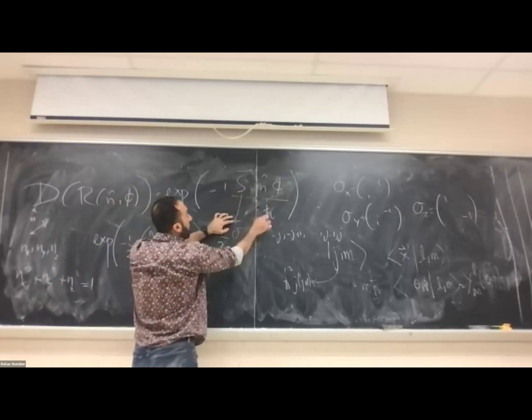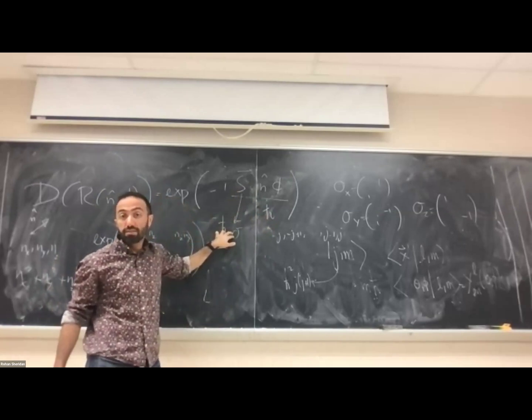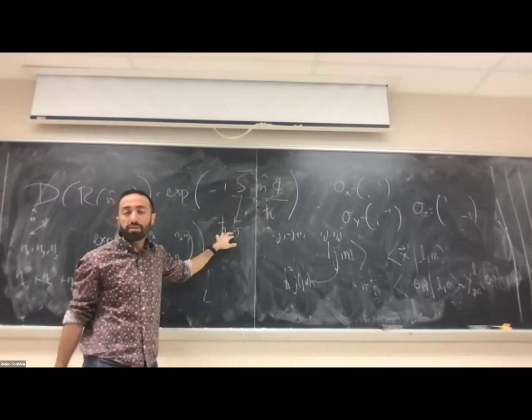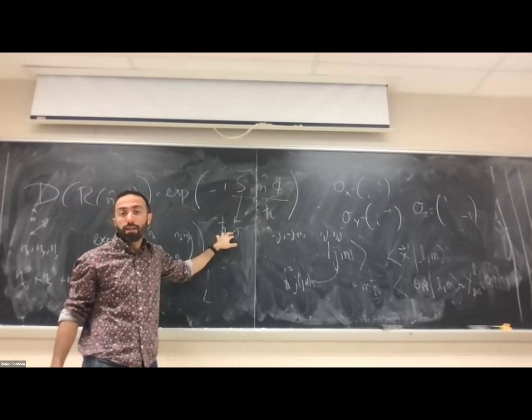If you don't put that down here and you put it something like this, then this would be sigma over 2. These would be the Pauli matrices. So on the right-hand side of their commutation relation, there won't be an H bar.